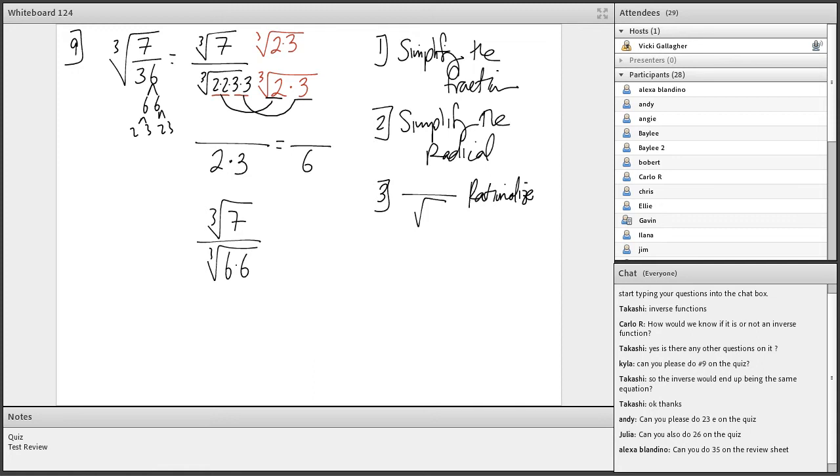On the top, I don't have 3 of a kind of anything. I actually have just 1 of each number. And so they are all going to stay inside the cube root. And I'm going to multiply those together. 2 times 3 is 6, and 6 times 7 is 42. And so my final answer for this one, it's the cube root of 42 on top, and then just a regular 6 on the bottom.